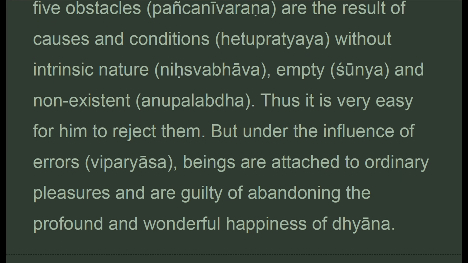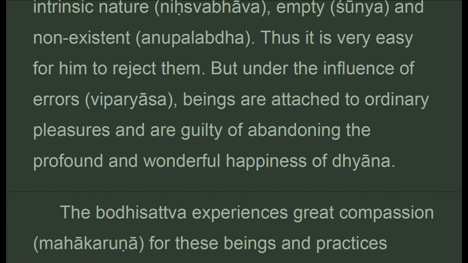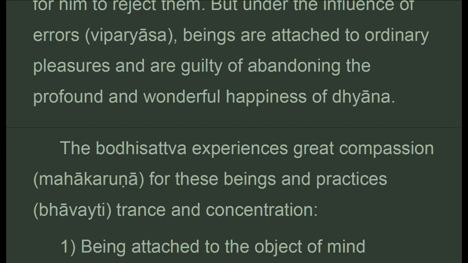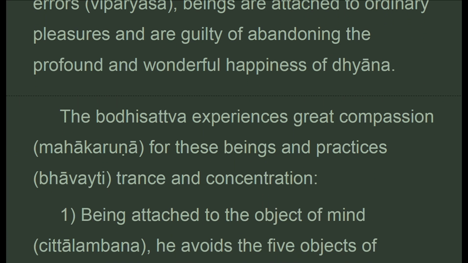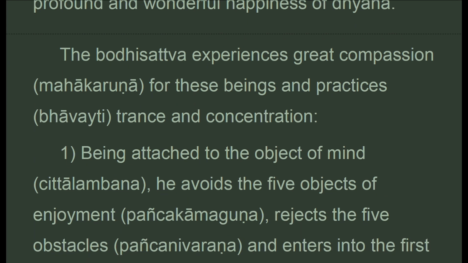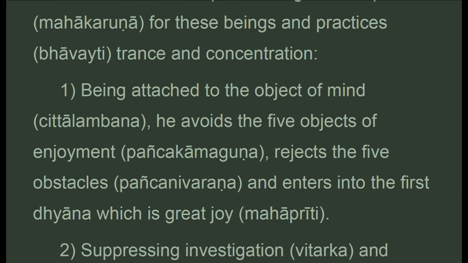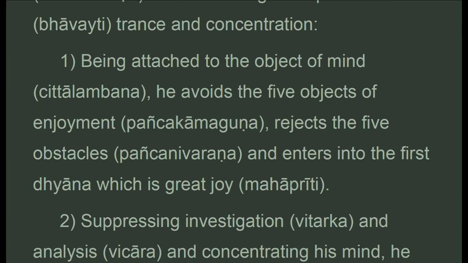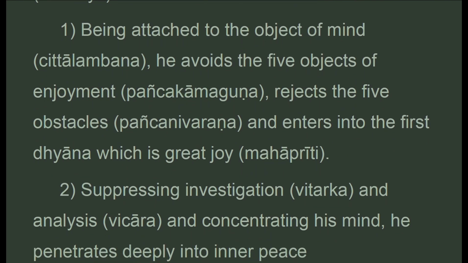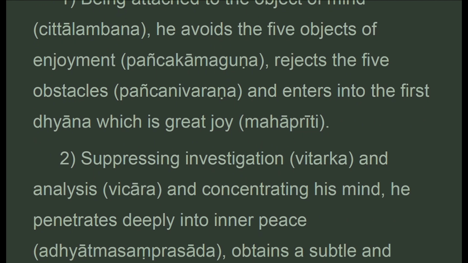Thus it is very easy for him to reject them. But under the influence of errors, beings are attached to ordinary pleasures and are guilty of abandoning the profound and wonderful happiness of dhyana. The bodhisattva experiences great compassion for these beings and practices trance and concentration. 1. Being attached to the object of mind, he avoids the 5 objects of enjoyment, rejects the 5 obstacles and enters into the first dhyana, which is great joy.